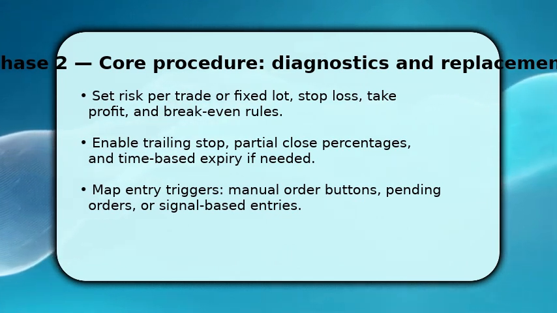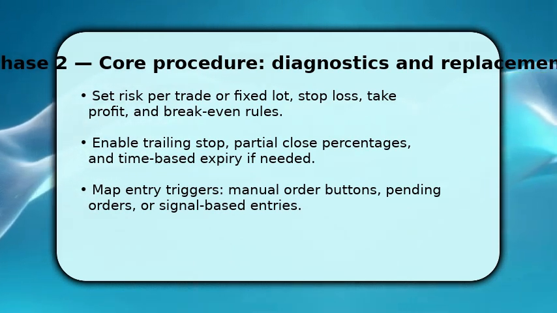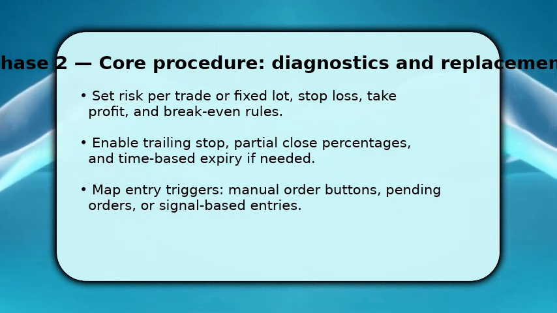Next, choose your entry method: manual market buttons, pending orders, or external signals. Once these are in place, test entries on the chart and observe how stops and partials react in real time.